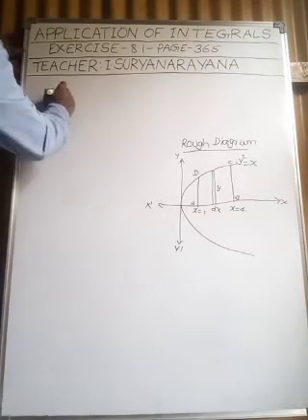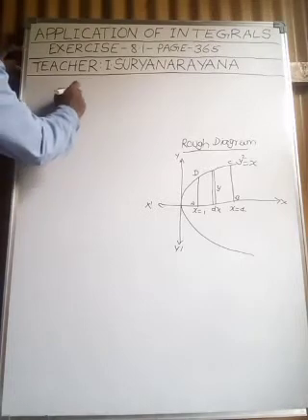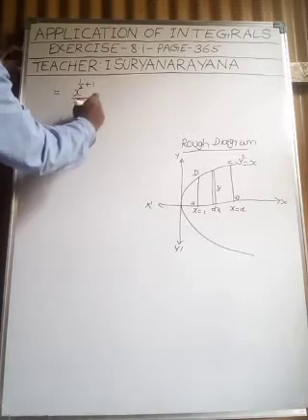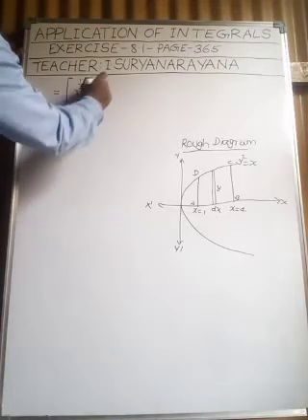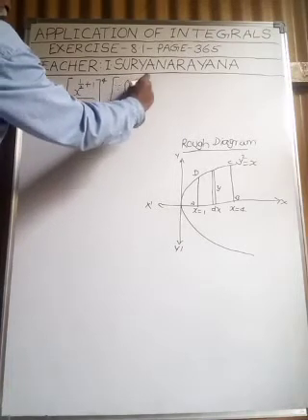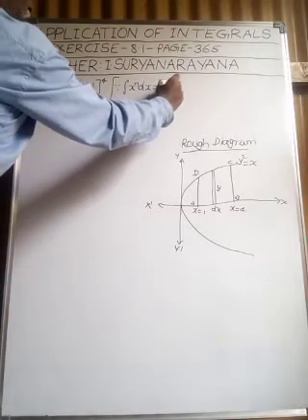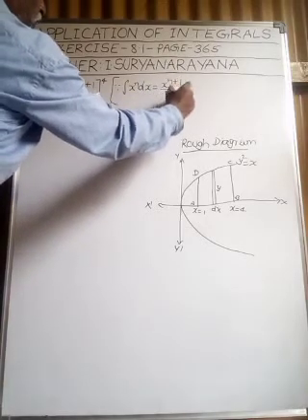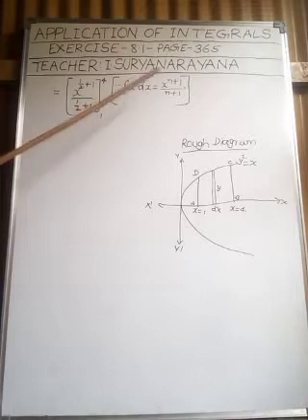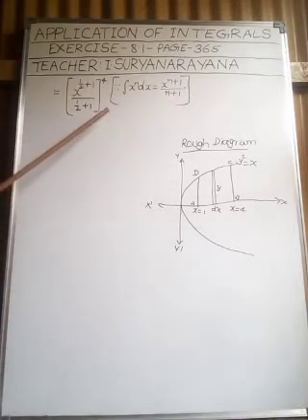That is equal to x to the power of 1 by 2 plus 1 by 1 by 2 plus 1, limits 1 to 4. Because integral x to the power of n dx is equal to x to the power of n plus 1 by n plus 1. By using this integral formula, we got this step, where n is equal to 1 by 2. Understood this step, my children?